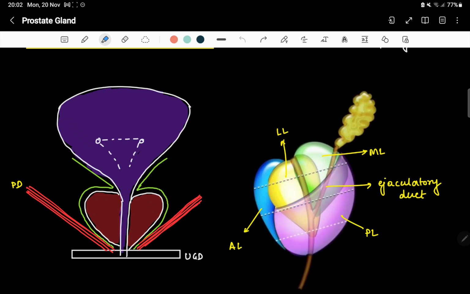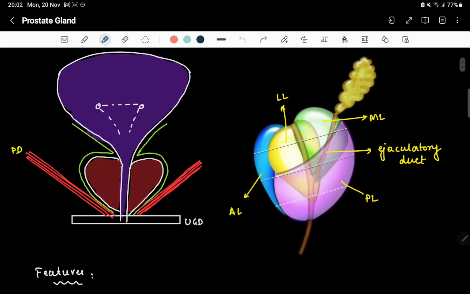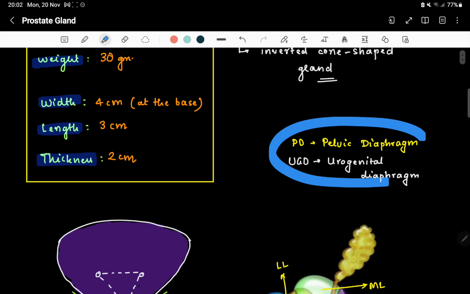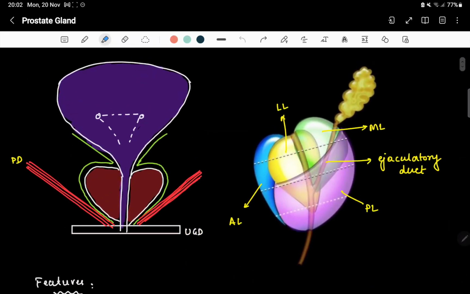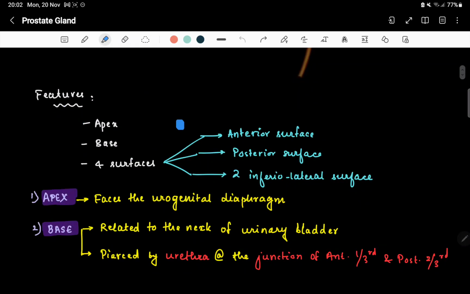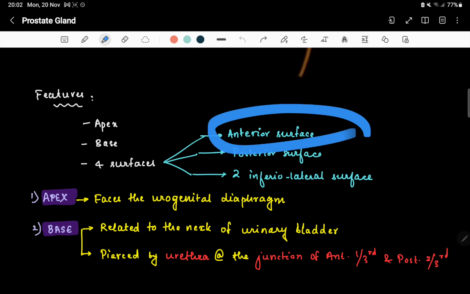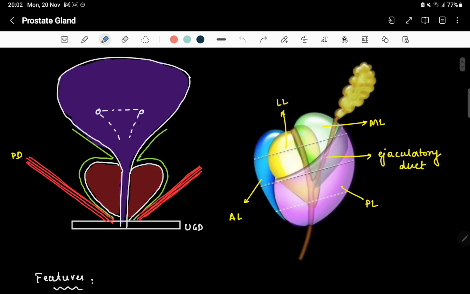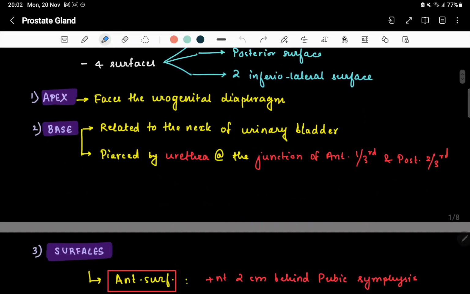So this is your prostate gland. You can see it is bounded by the pelvic diaphragm, the green one, and the urogenital diaphragm you saw, and this is a fascia that is covering it. Afterwards, you have the features: apex, base, and four surfaces: anterior surface, posterior surface, and two inferior lateral surfaces.